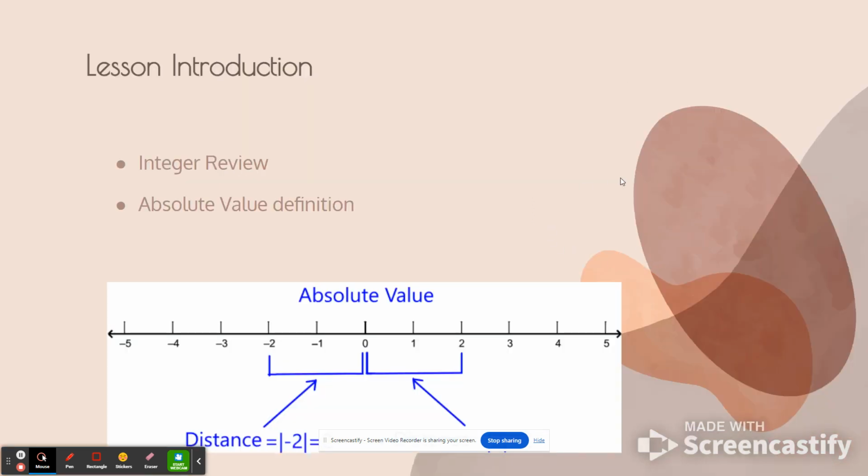Okay. The lesson introduction: the teacher will introduce and review the information for integers. Make sure that the students understand what positive numbers are, what negative numbers are, and where they sit on the number line. That's just a good background knowledge review. Then the teacher will go into talking about the absolute value definition and having it relate to the number line.